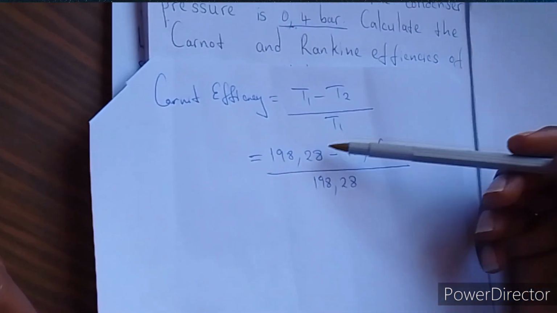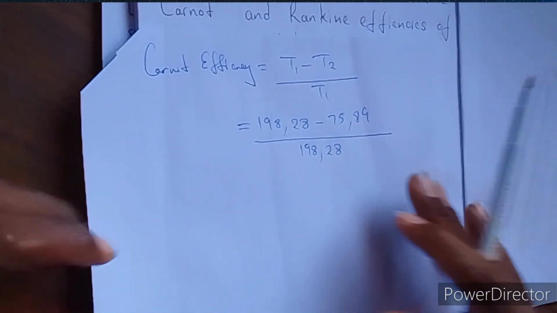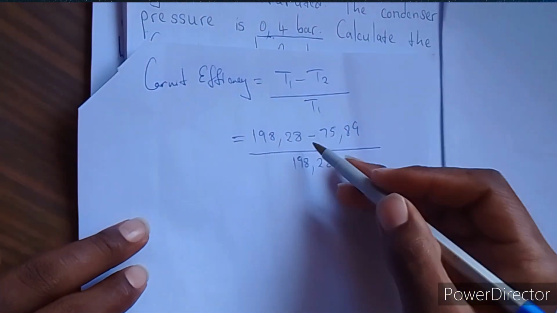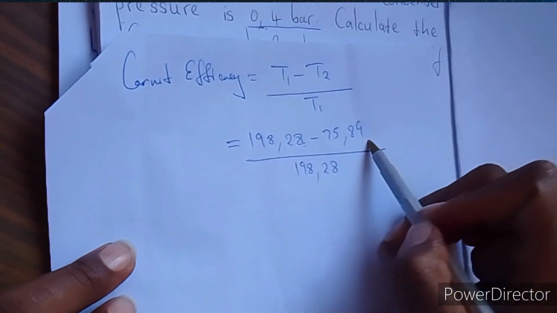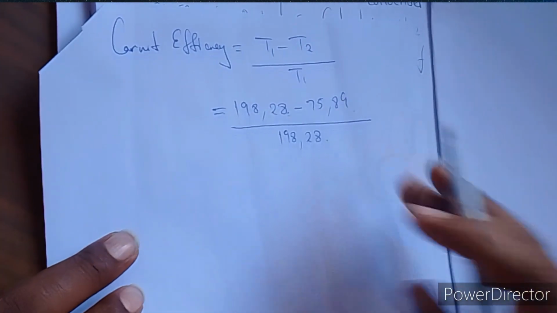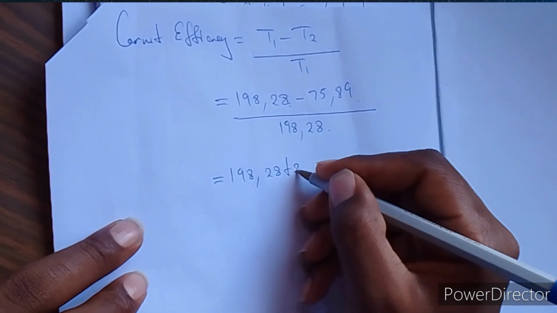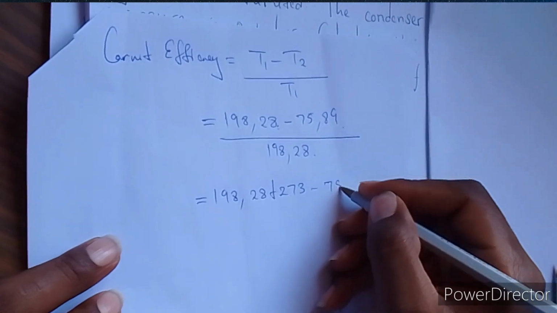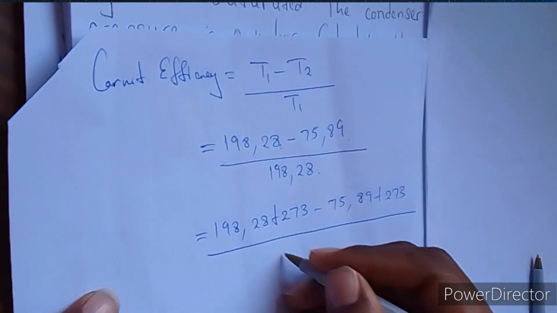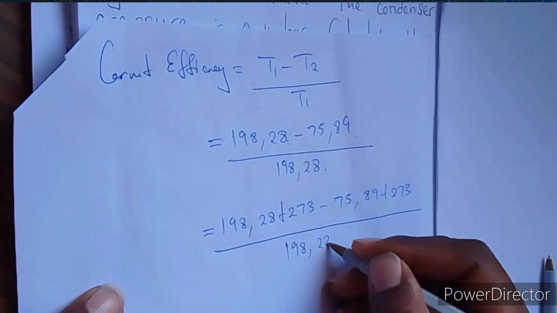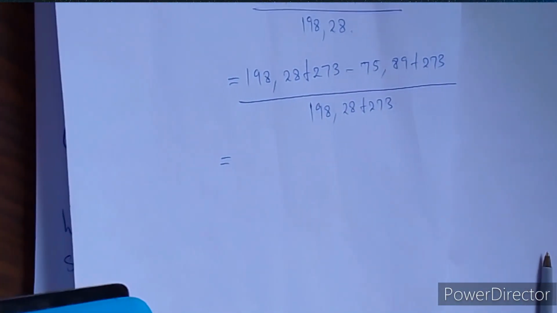So now this temperature is in degrees Celsius, but the SI unit for temperature needs to be in Kelvin. So you have to add 273 on each value here. Meaning to say you are going to add 273 here, 273 here, 273 here, so that your answer will be in Kelvin. So 198.28 plus 273 minus 75.89 plus 273 all over 198.28 plus 273.